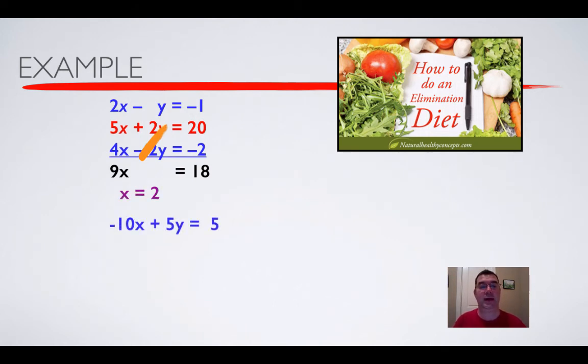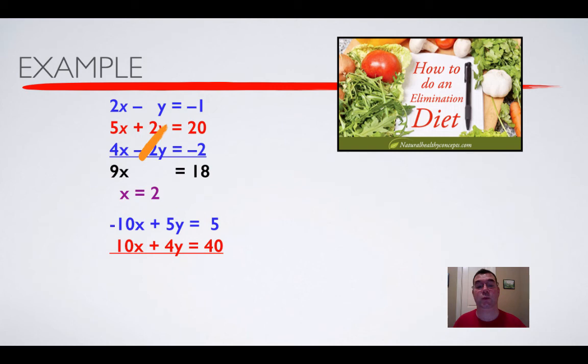All right, so now I'm going to take that first line again and multiply it by -5. That's going to make the 2x a negative 10x. It's going to make the negative y a positive 5y, and it's going to make the negative 1 a positive 5. And then I'm going to take that second line, if you can see through the yellow cross out, the second line from the very top, and multiply that by 2. So 5x becomes 10x, 2y becomes 4y, and 20 becomes 40.